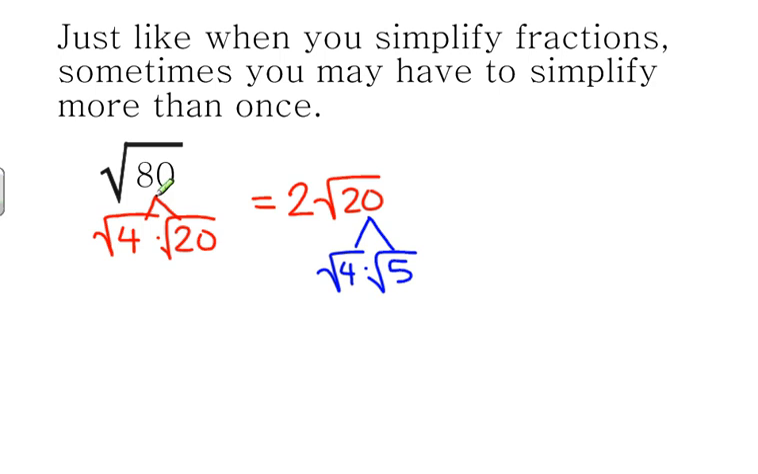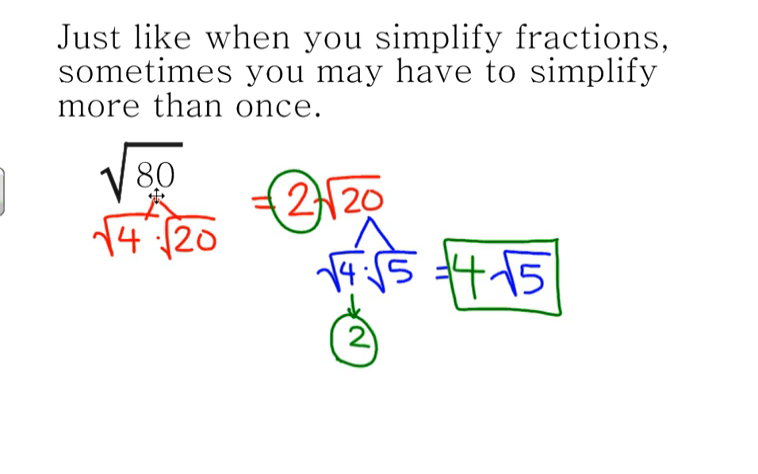And now what I'm going to have to do is a little bit tricky. The square root of 5 stays the way that it is because there's nothing I can do with that. I can't figure out what that is without a calculator. And the square root of 4 is 2. But I already had a 2 out here. I had a 2, and now I have another 2. And 2 times 2 is 4.